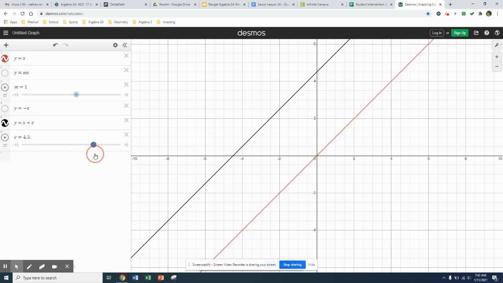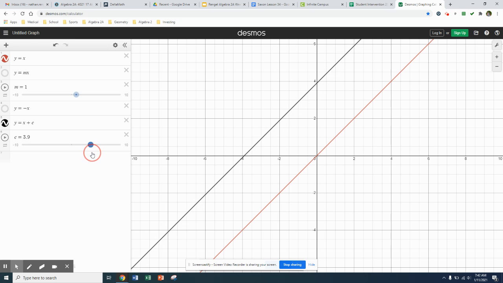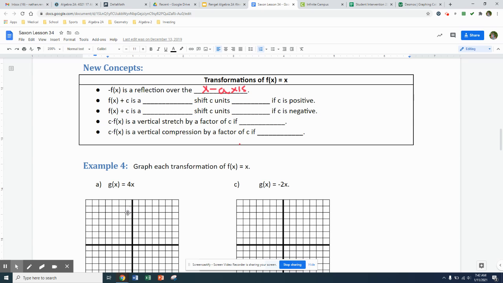So what do you think? Is it going up or is it going down? It's going up. So I would go into here as c is positive, it's going to be a vertical shift. I'm just going to abbreviate vertical. C units up if it's positive.